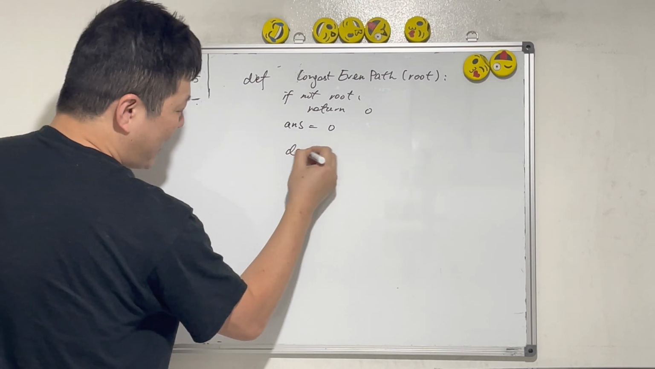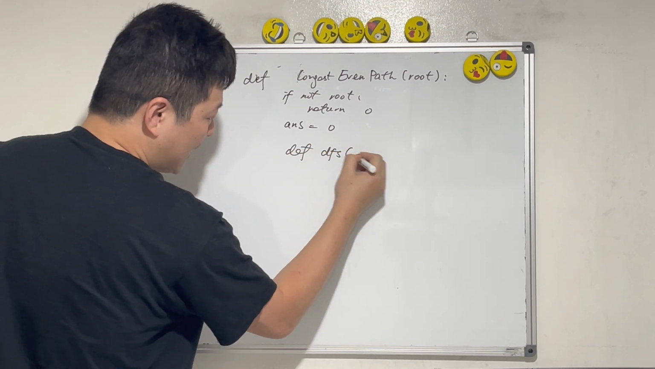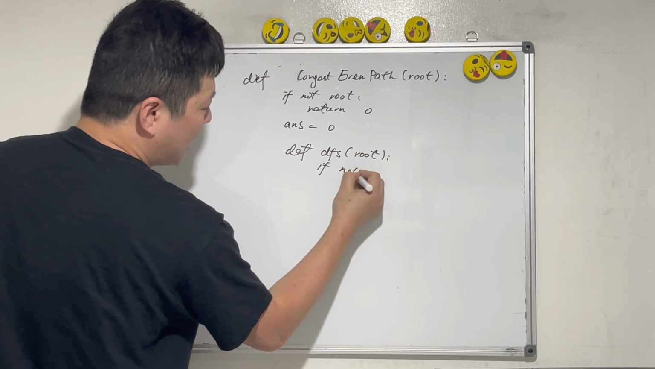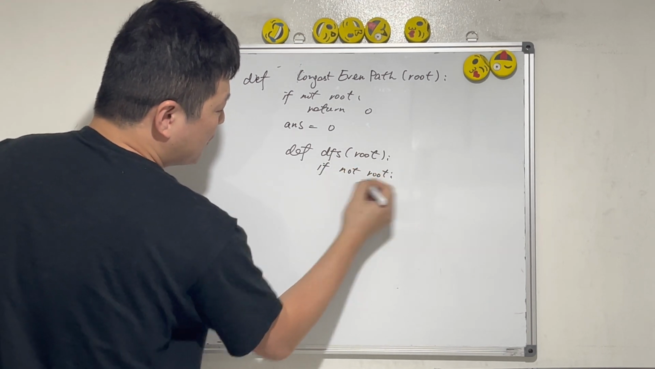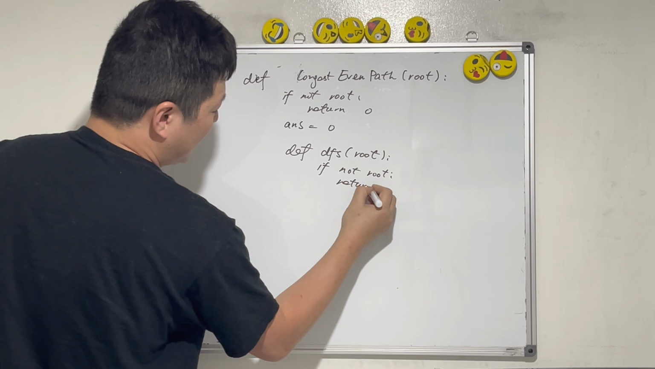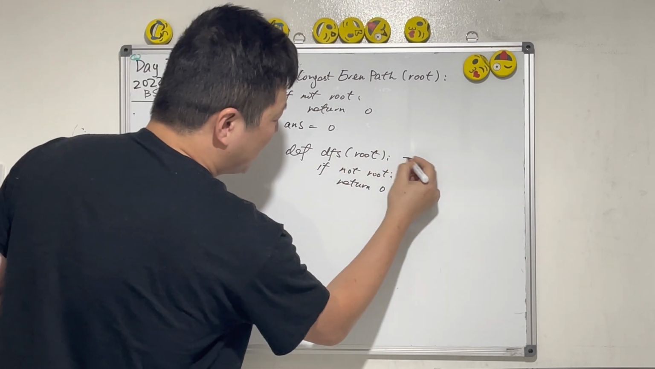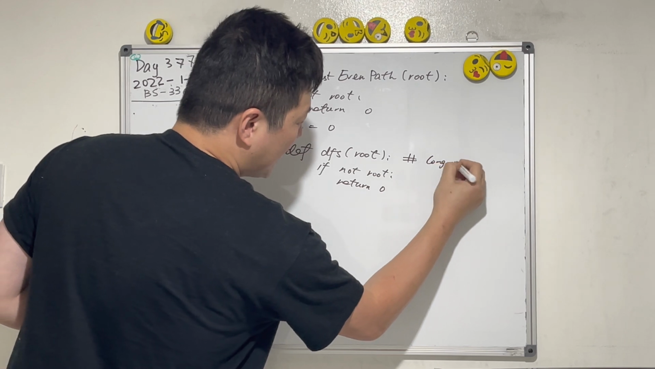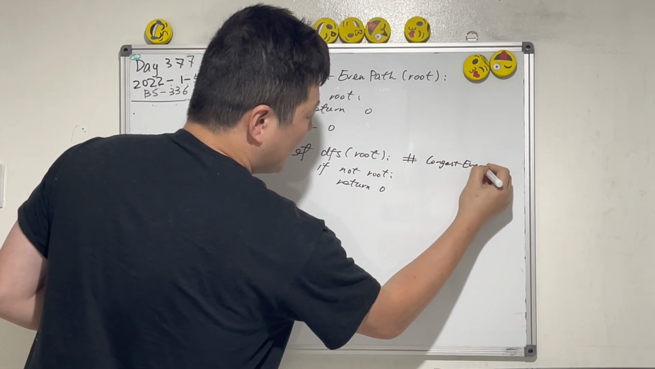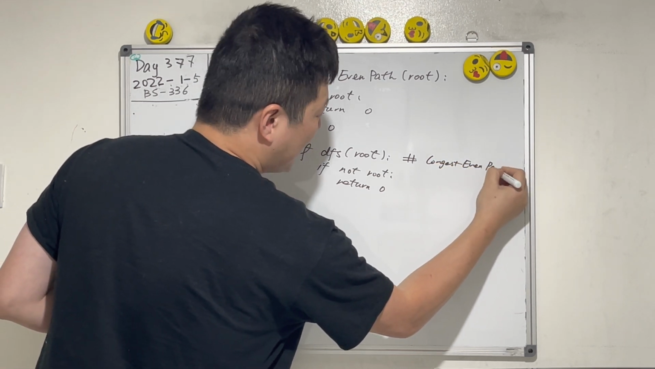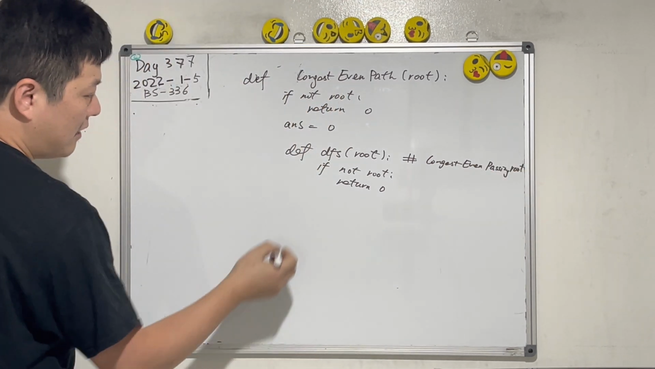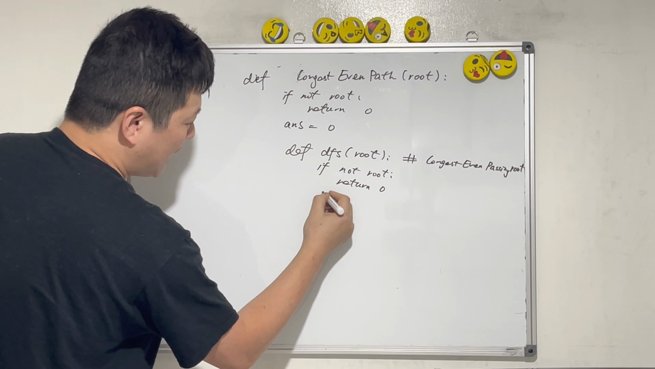And then we need to define the DFS search function, with root. If not root, again, return 0, right? Because this function will return the longest even path passing root. Remember, this is passing root.